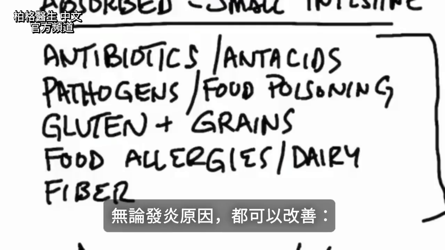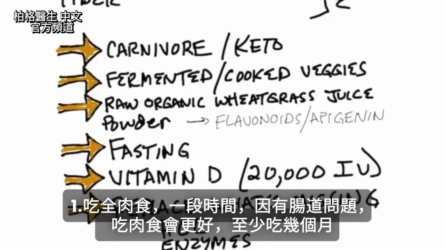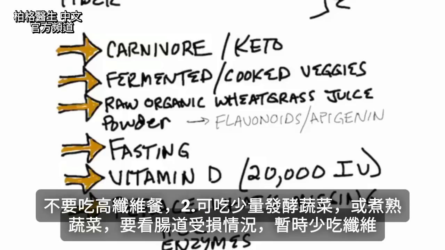So regardless of the cause of inflammation, there's several things that you can do. Number one, you may want to go carnivore for a while because people with gut issues do better on carnivore, at least for a couple of months, okay? They don't do well on a very high fiber diet unless there's maybe a small amount of fermented vegetables or cooked vegetables. They can possibly handle that, but depending on the damage, you might not want to add fiber.